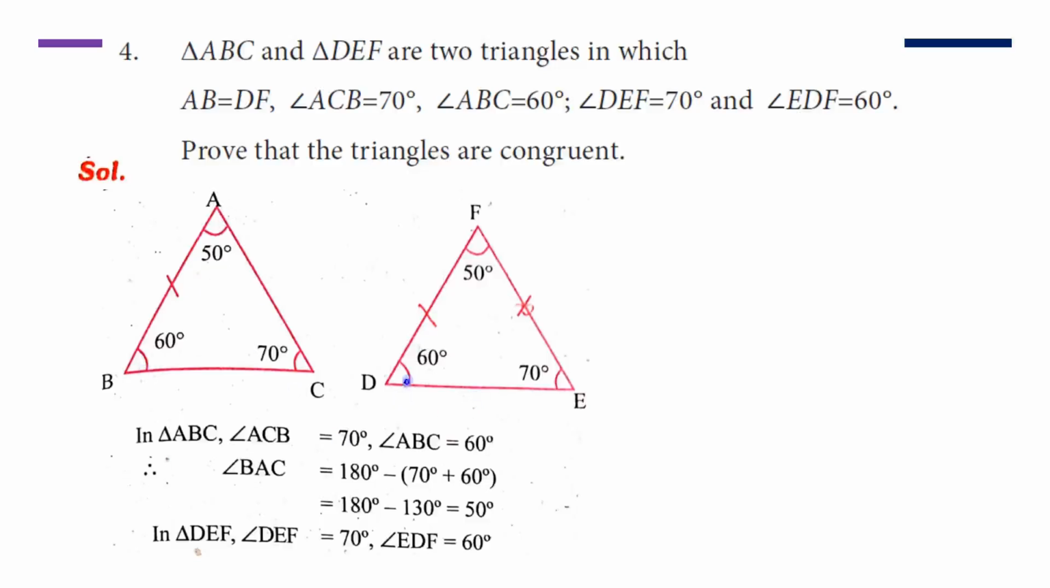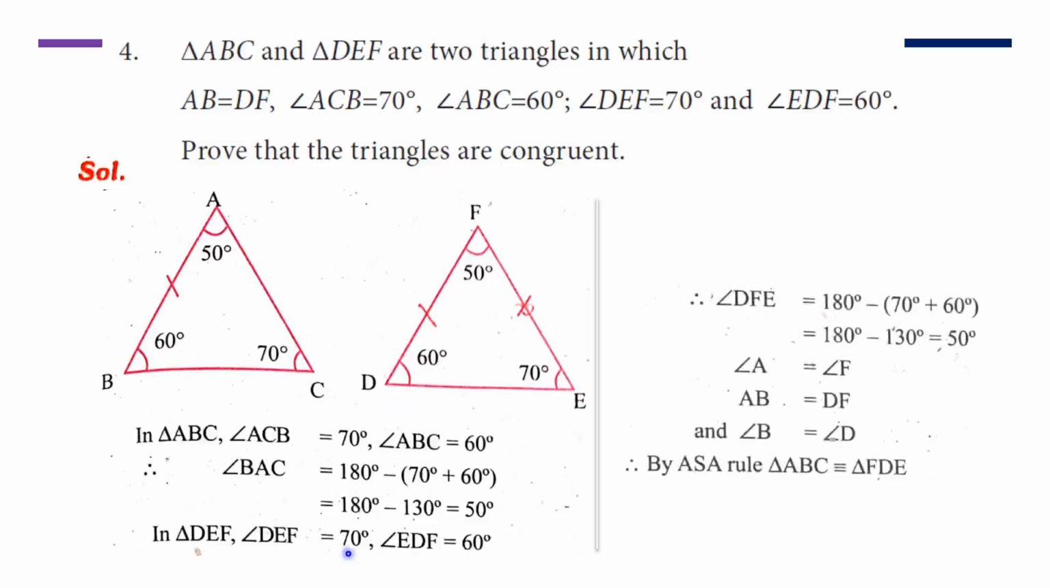Similarly, we are going to find this F angle. That is, in triangle DEF, we know that this D angle is 60 degree and E angle is 70 degree. That is given. Therefore, angle DFE equals 180 degree minus the sum of these two angles. Here also 70 degree plus 60 degree means 130 degree. So 180 degree minus 130 degree is 50 degree. From that we conclude DFE as 50 degree.